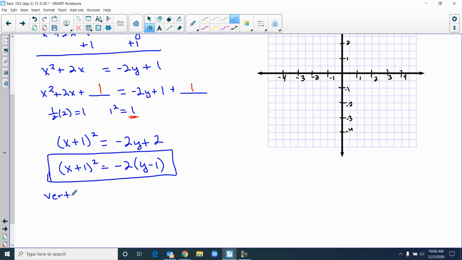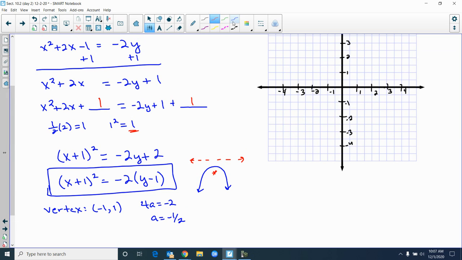Our vertex will be, the x part is first, so it's going to be negative 1, positive 1. 4a equals negative 2, which means a is negative 1/2. Now, let's take a look. Since x is the quantity squared and a is negative, that means it's going to open down. That means the focus will be inside of it. The directrix will be behind it.